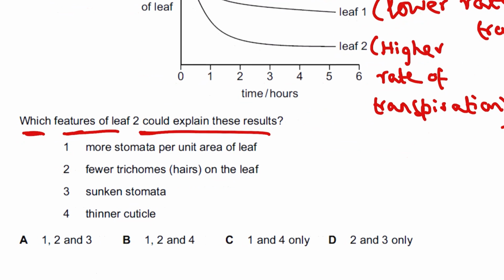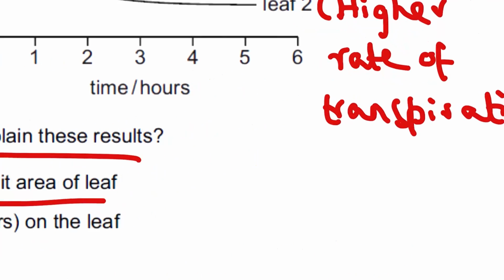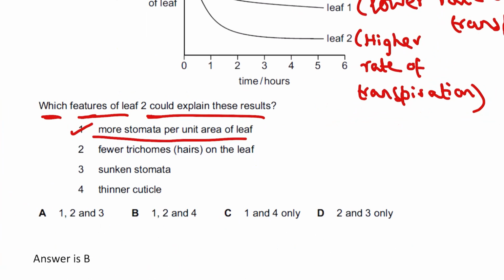More stomata per unit area of the leaf. Yes guys, if there are more stomata per unit area of the leaf, the rate of transpiration will be higher, and this is true.